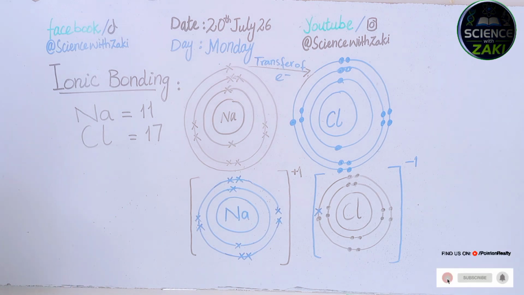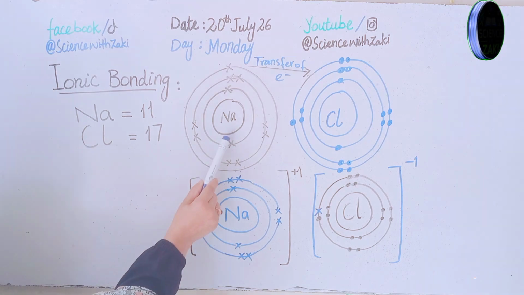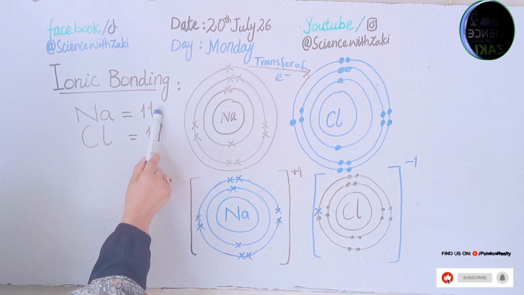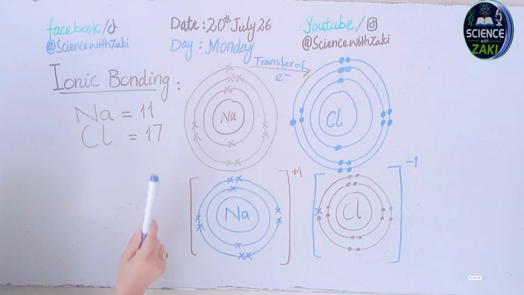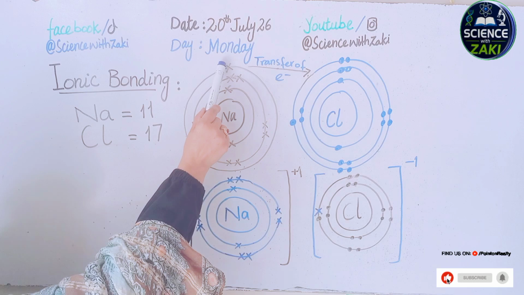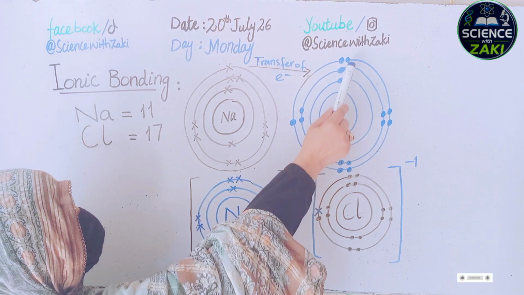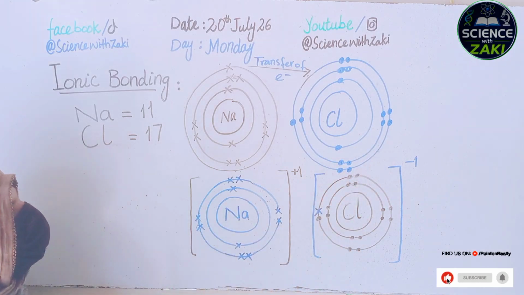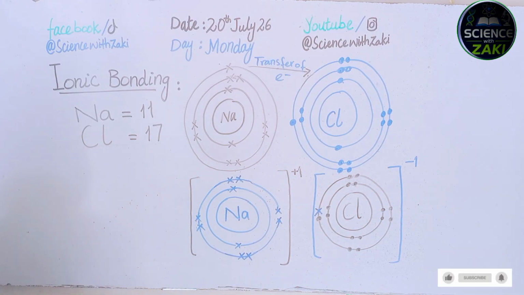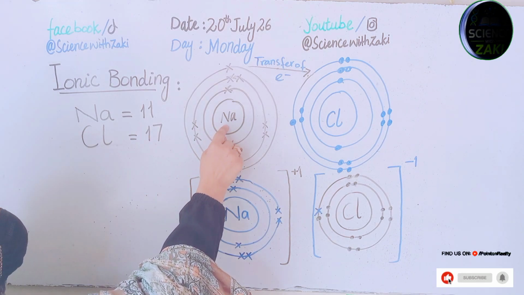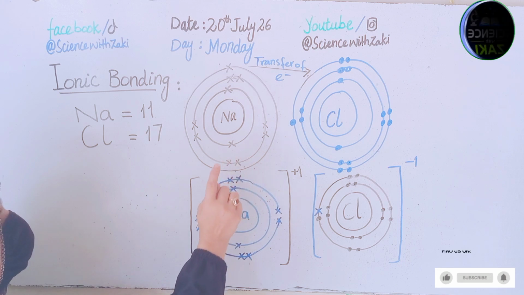As you can see on the board, I have drawn two structures. One is of sodium, having atomic number 11, and one is of chlorine, having atomic number 17. In the outermost shell there is one electron in sodium, and in the outermost shell of chlorine there are 7 electrons. So it is very obvious and clear that sodium, being a metal, will lose its electron to chlorine and become stable.